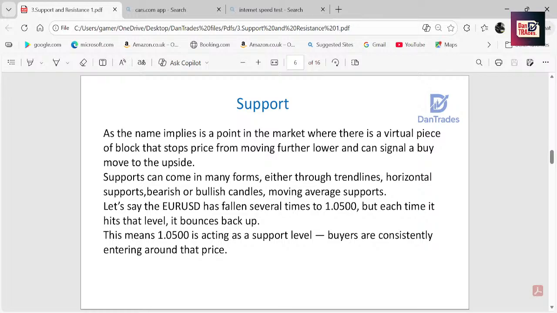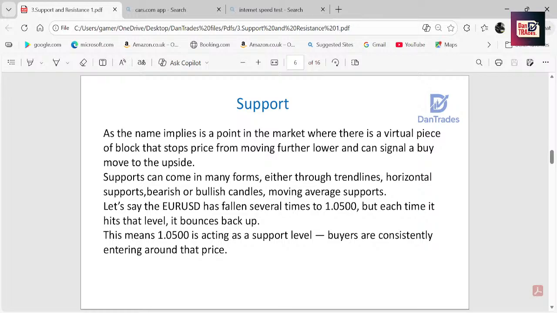Support can come in many forms: trend lines, horizontal supports, bearish or bullish candles, and moving average support. Moving average support, we'll take deeper when we are doing indicators. We'll have a session for indicators maybe in the coming weeks, so you have nothing to worry about when we talk about moving average supports. For bullish or bearish candles, we know what they are already. We just spoke about candles. We'll learn more about trend lines, and we'll learn more about horizontal supports.